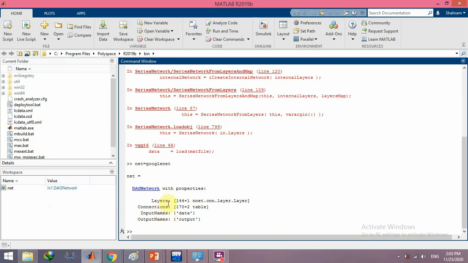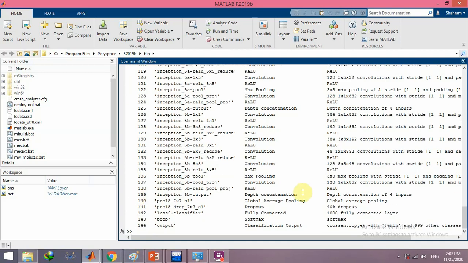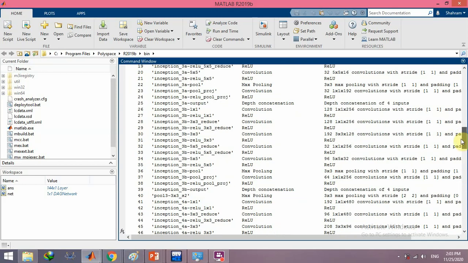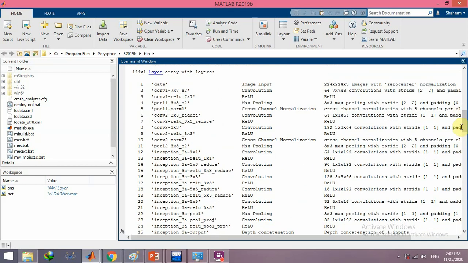Let's check the different layers of the net. So net.layers. As you can see, we have 144 different layers in GoogleNet. GoogleNet is one of the advanced architectures with very good performance. But the size of the GoogleNet architecture on the hard disk is smaller than ResNet and VGG16.